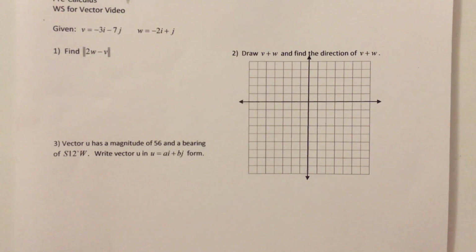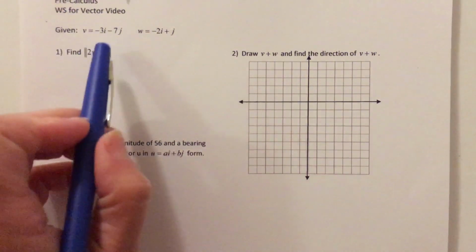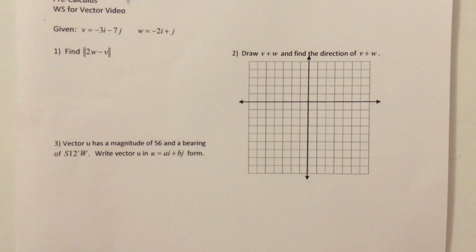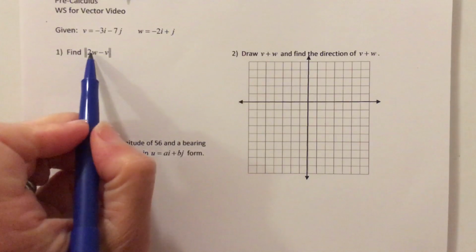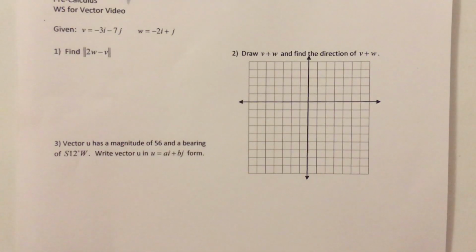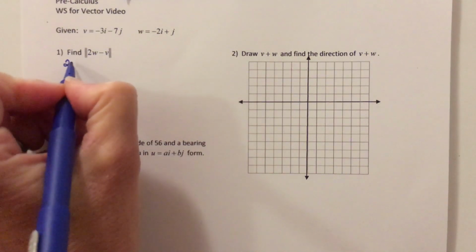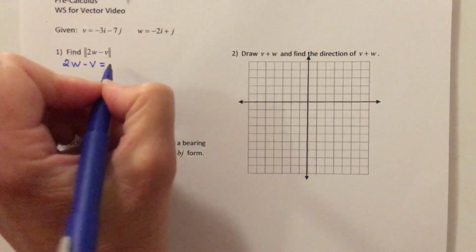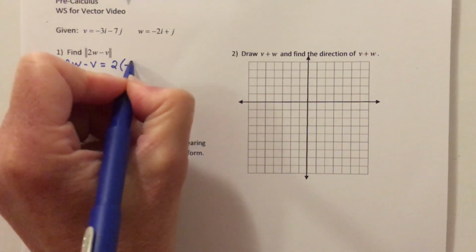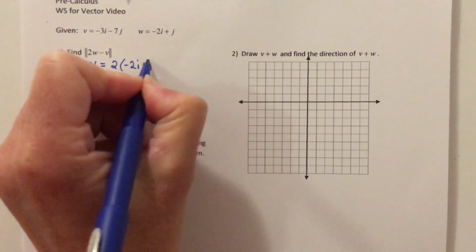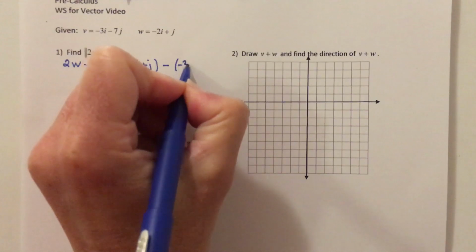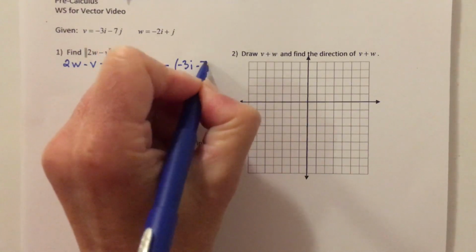All right, so the first problem, make sure you see that there are two vectors given. We're going to use those for problems 1 and 2. It says find the magnitude of 2w minus v. When you do a problem like this, you have to find the inside first, so just ignore the magnitude for a second. You're going to do twice w minus v. Make sure you put parentheses around that.